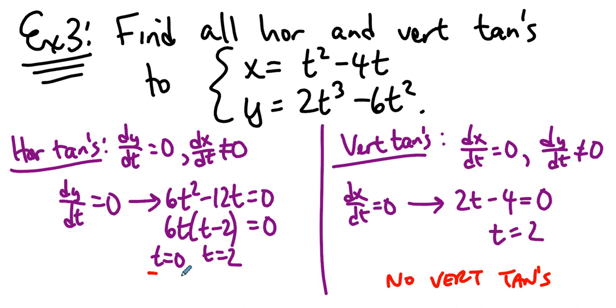There is one horizontal tangent, and it happens when t is 0. When t is 0, the y value is 0, and so y equals 0 is a horizontal tangent. It's not just that whatever this time is ends up here. Whatever this time is determines a y value, and that y value goes there.